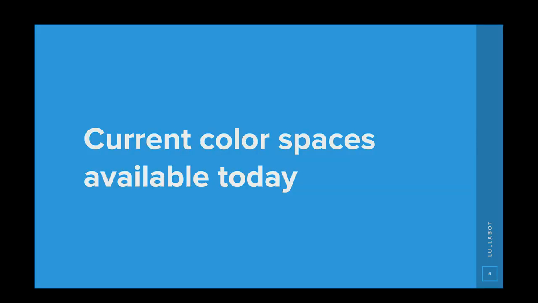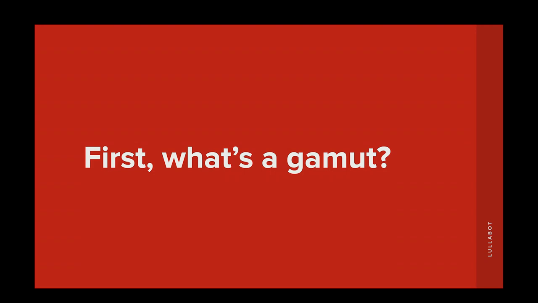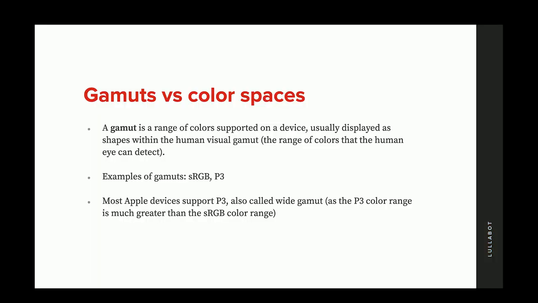All right, first I'm going to talk about current color spaces that are available today. But before I get into those, I'm going to do a really quick overview about what a gamut is. I'm not going to go into much detail about this, but it's important due to what kind of devices you're viewing things on. So a gamut is a range of colors that are supported on a device. It's usually displayed as shapes within something called the human visual gamut. And I've got a visualization of this on the next slide. But it's a range of colors. That's the most important part about what a gamut is.